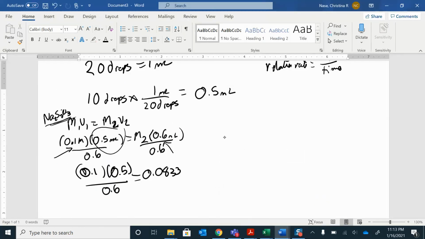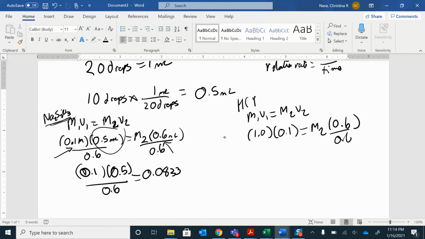So for HCl, I'm also going to use M1V1 equals M2V2. I have 1 molar, that's my initial concentration, and my initial volume was 0.1 milliliters. M2 is what I'm looking for, and my total volume was 0.6. So I'm just going to divide that by 0.6. I know I didn't put my units in here, just so you see where we're going. Milliliter divided by 0.6 milliliters. So that ends up being 0.167 molar, and that's the first H plus concentration.